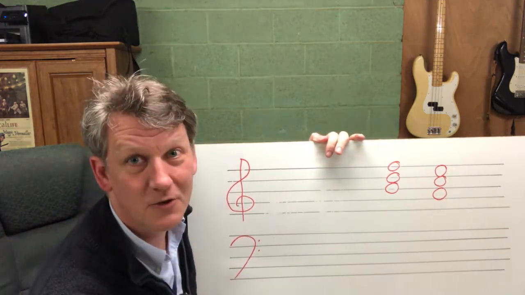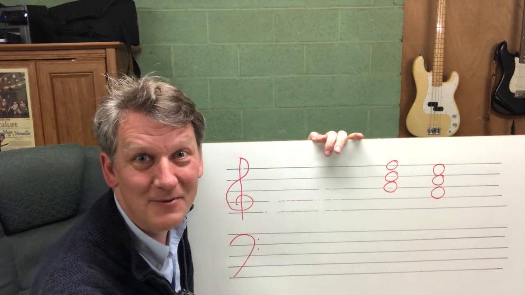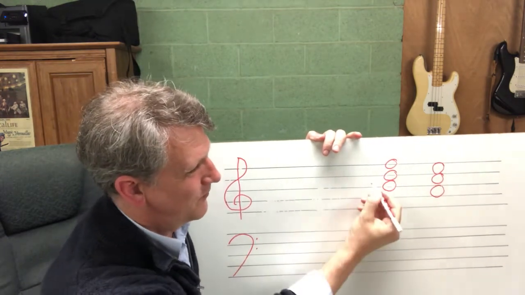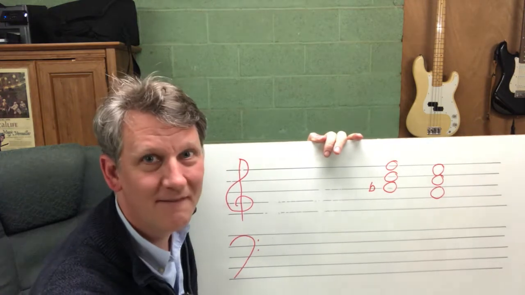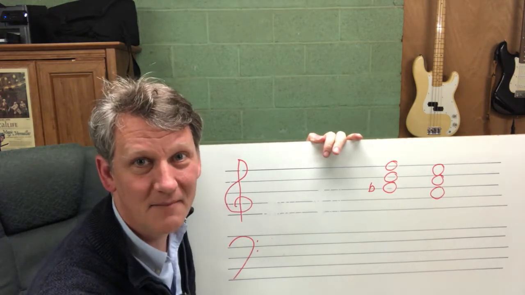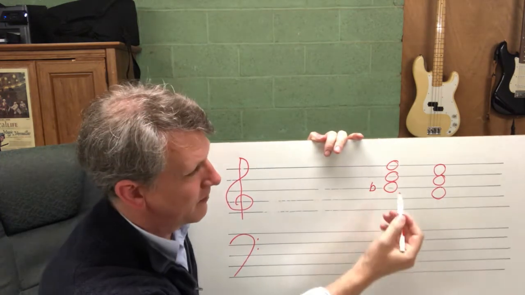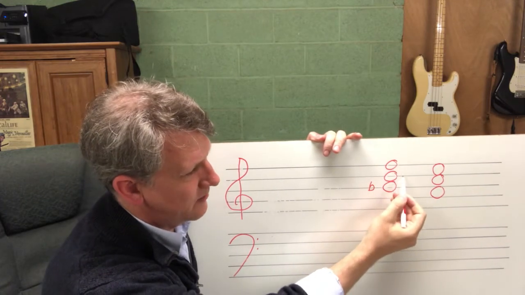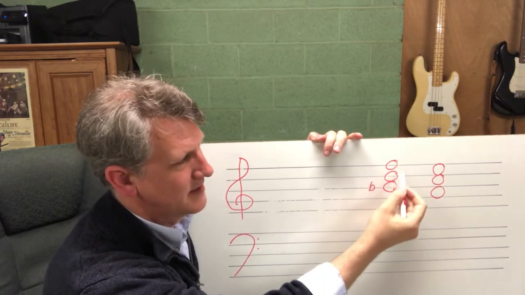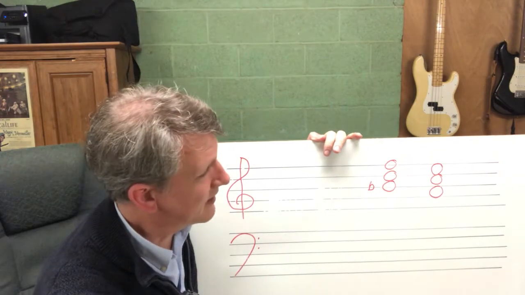How can we turn that into one of the other triads that we use? Well, we can just put a flat there. That'll make it B flat major. Now the flat means that this is now a major third, and this is a minor third. That gives us a major triad.